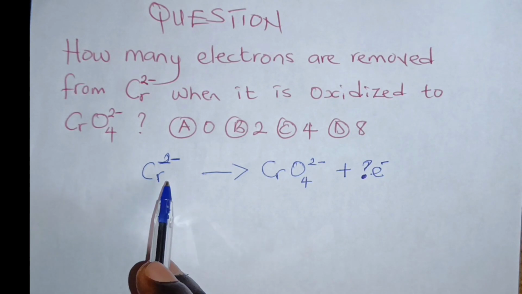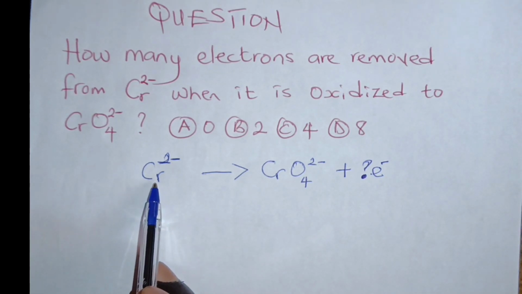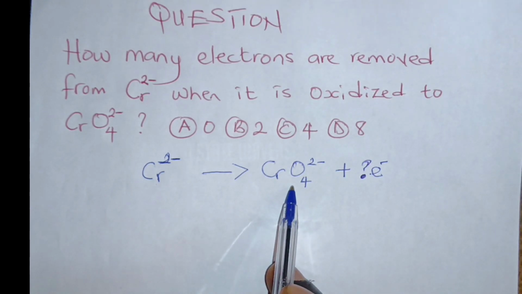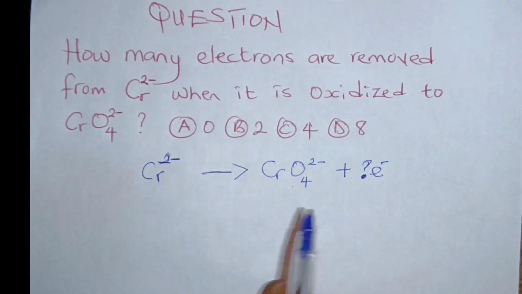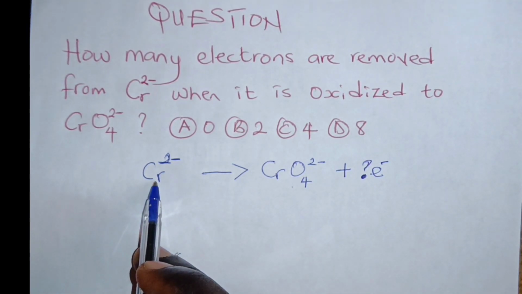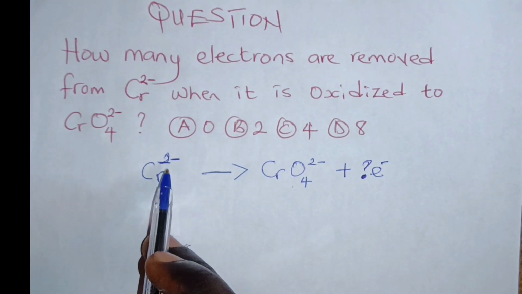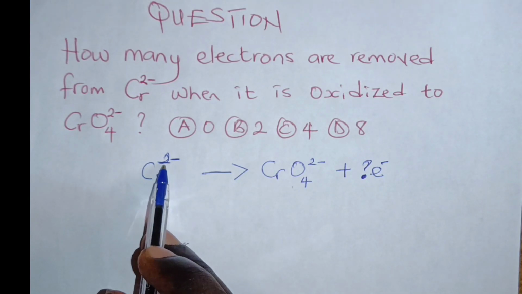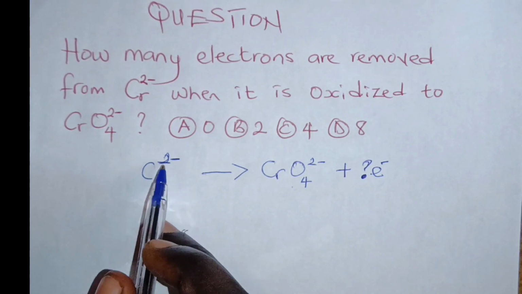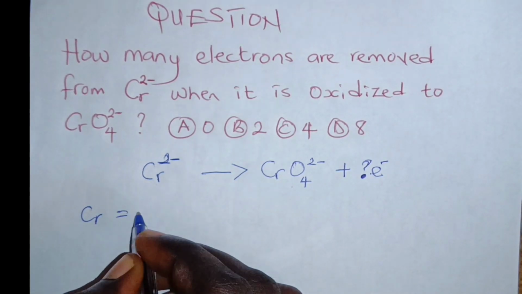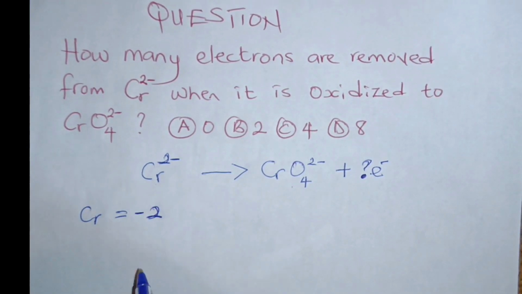So the first thing to do is to write the oxidation number of chromium at the reactant side and the oxidation number of chromium at the product side, and then you see the differences. This is just a single atom of chromium here. So the oxidation number of a single atom of chromium, which is acting as an anion, is simply the charge on top. Now the charge of this compound is -2. So chromium is initially -2.